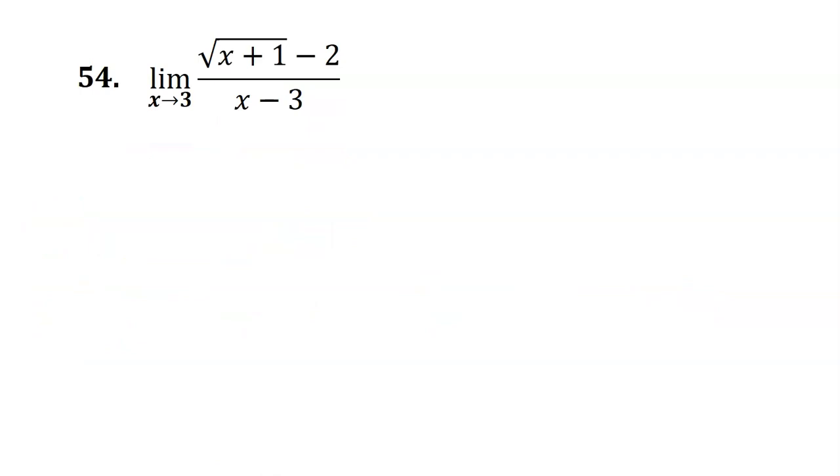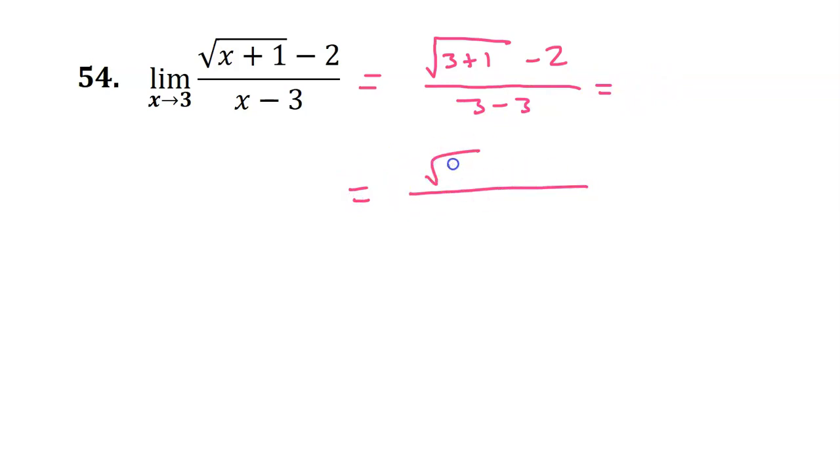By the way, I had mentioned how we love to do direct substitution. So maybe just once I should point out why direct substitution won't work in this form. So imagine that I tried to do direct substitution right now. And so I'm going to substitute 3 for all the x's. So this would become the square root of 3 plus 1 minus 2 over 3 minus 3. So that is going to give us the square root of 4 minus 2 over 0.